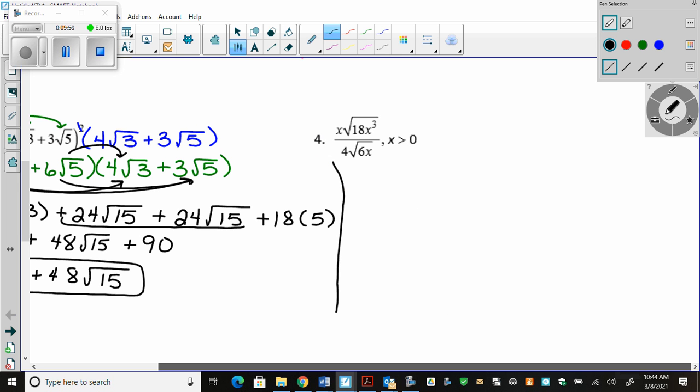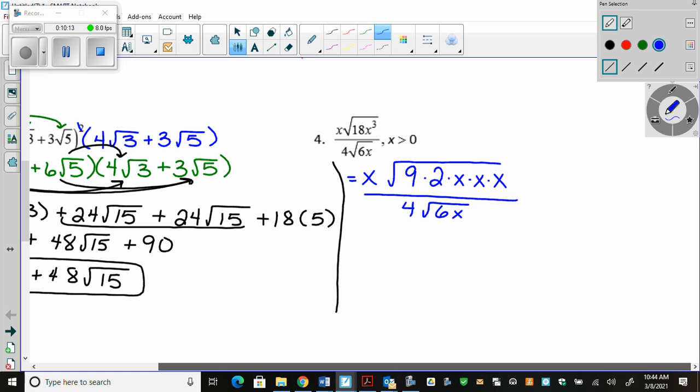So x is going to stay in x, an equal sign because these all equal. Root 18, I'm going to break down into 9 and 2, and then x, x, x. The bottom, 4 root 6x, nothing. Can't do anything about that. So at the top, I'm going to take the 9 out. It's going to become a 3, and then 2 for 1 here. Take that out, it becomes an x, so that cancels. So on the top, I'm left with x times 3x, which is actually 3x squared root 2x over 4 root 6x.